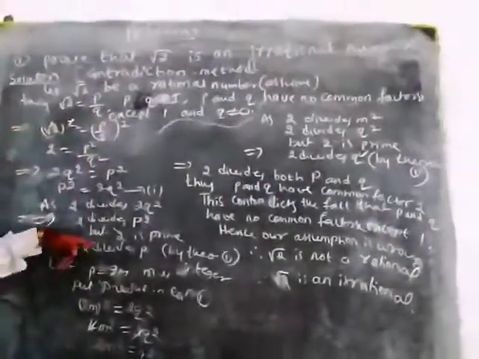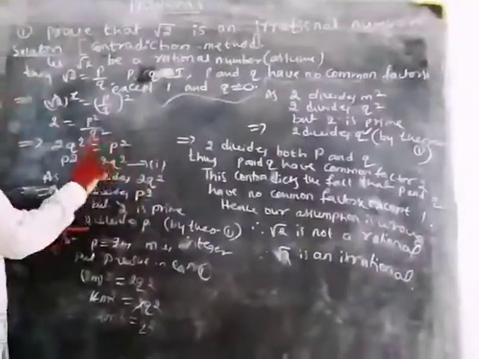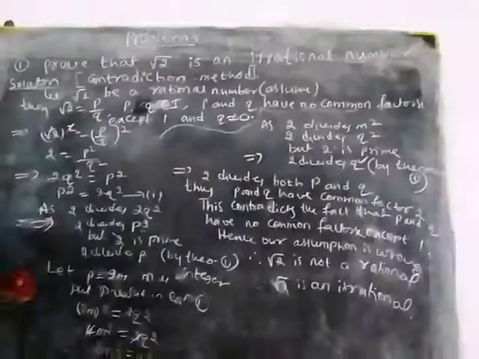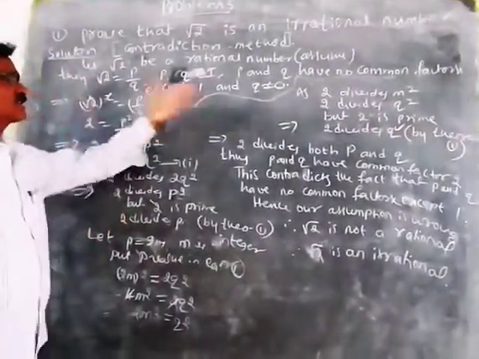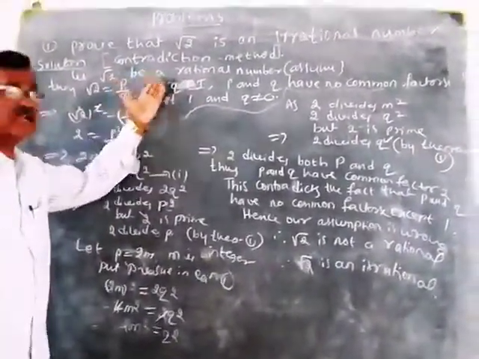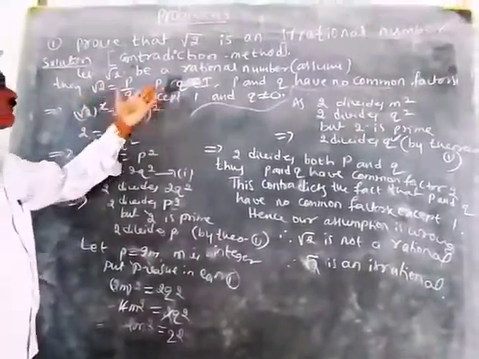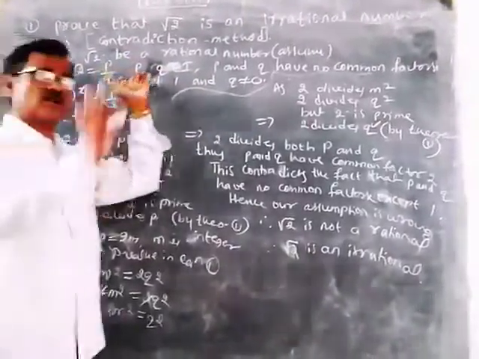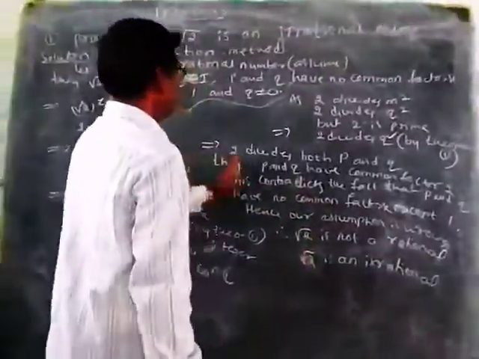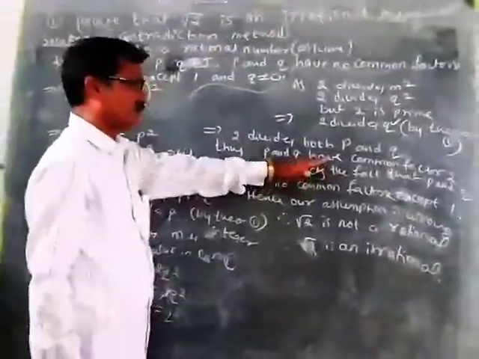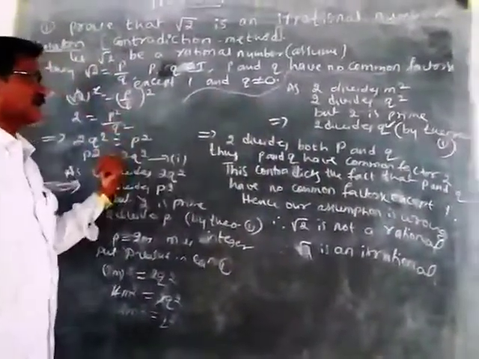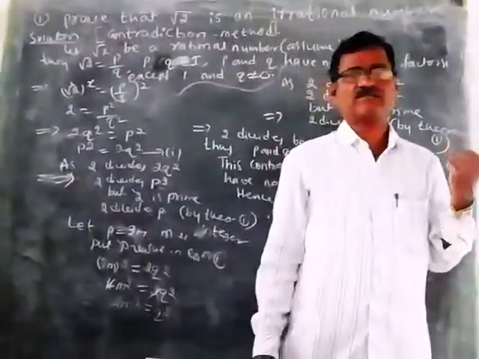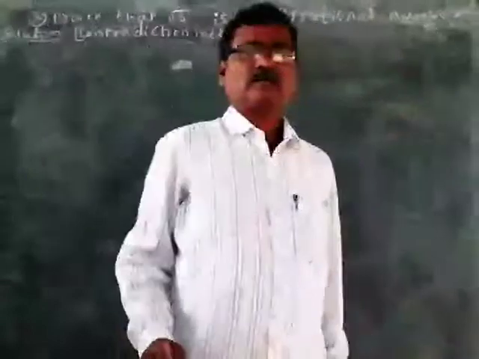So note that here 2 divides P and 2 divides Q. That is very important. 2 is a common factor for both P and Q, but this is wrong. The assumption we have taken, P by Q, by the method of contradiction, this disproves what we have taken. That is called the contradiction method. Hence, root 2 is an irrational number. Hence proved.